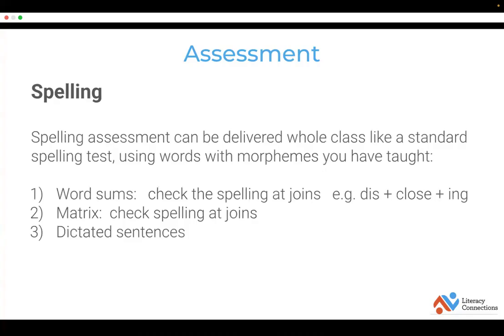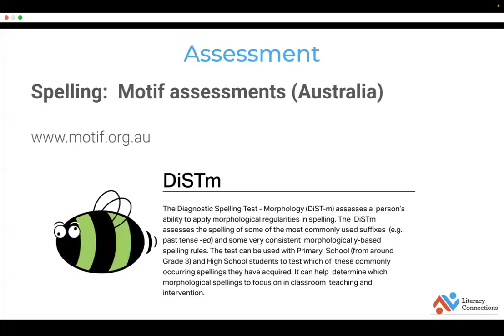In spelling, you deliver to a whole class, just like a standard spelling test, using words and morphemes you've already taught. So this is quite easy. You can carry out your spelling assessment during a lesson. You can look at things like word sums, and you're checking the spelling at the join of that word sum. You can use matrix to check spelling, or the dictated sentence that just happens in every lesson.